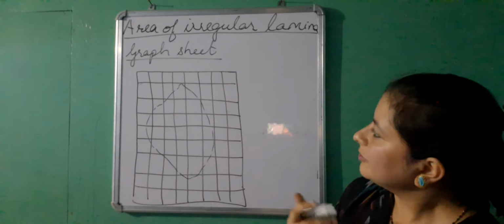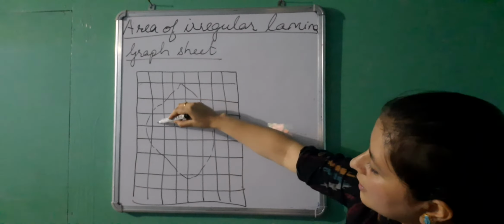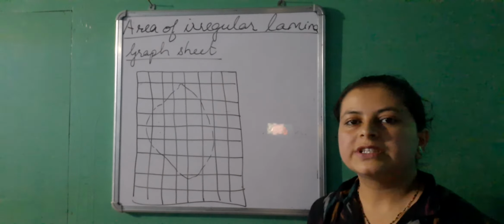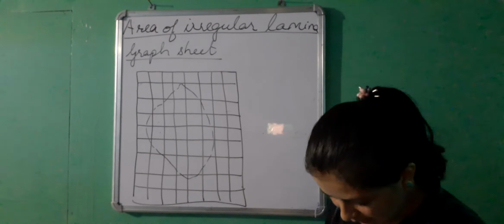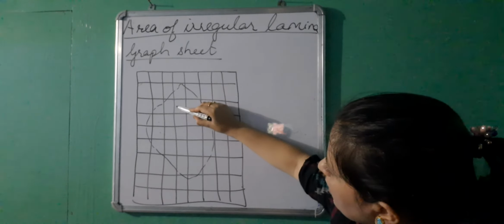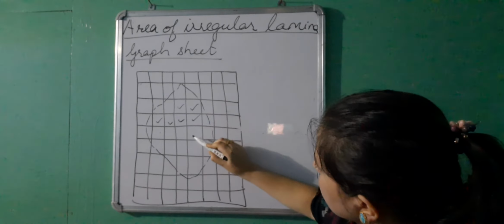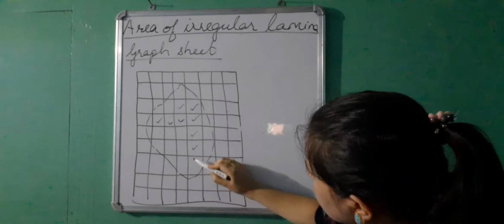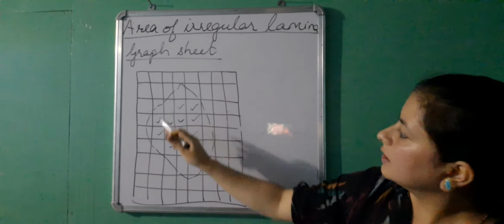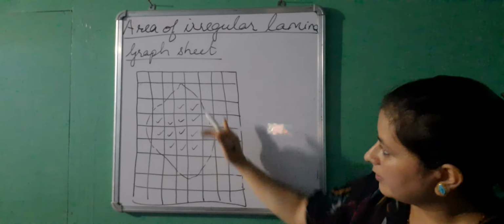Okay, and all you need to do is just count the number of squares that are completely covered, and those squares which are more than half covered. So I'll first count the complete squares: 1, 2, 3, 4, 5, 6, 7, 8, 9, 10, 11, 12, 13. So 13 squares are completely coming under this irregular lamina.